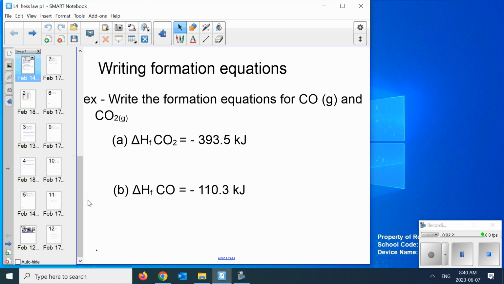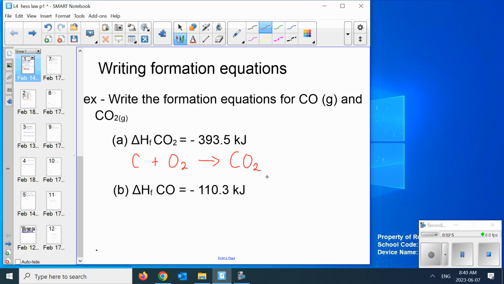The first one, the heat of formation for CO2, I give you a value. Let's write out the formation equation. What are the elements that form carbon dioxide? The words are carbon and oxygen, right? We just have to know if they come as singles or groups of 2. I hope we know this. We have carbon plus an O2 forming CO2. That's the formation equation.